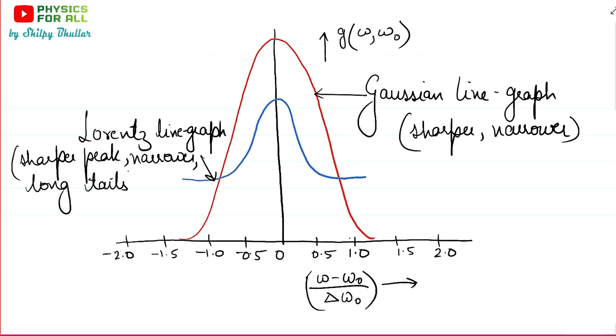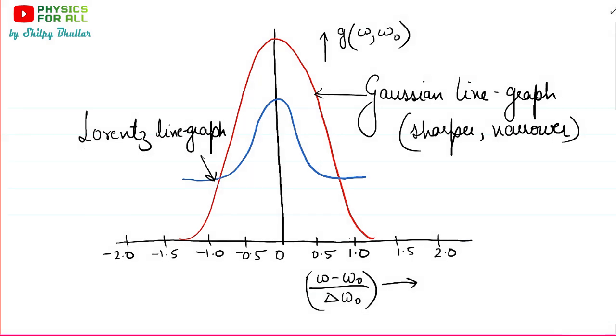So the Lorentz graph, the Lorentzian plot, is usually identified by long tails. You can see these tails are really long. This is the only difference. Almost both the plots look alike.